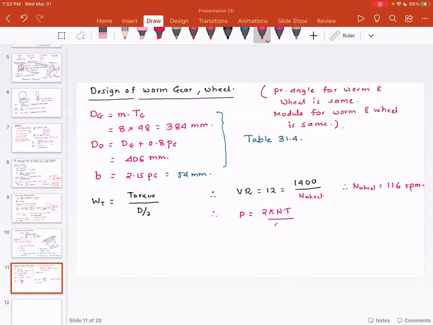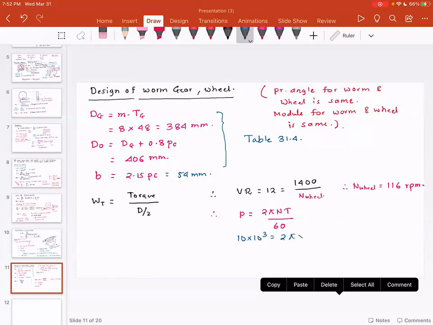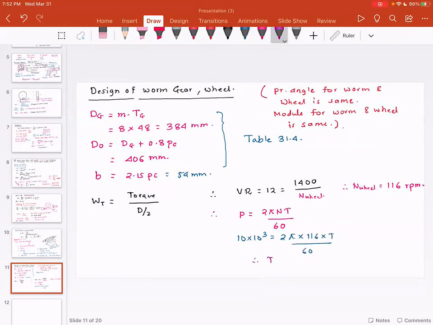So power P is equal to 2 pi N T divided by 60. The power is going to remain constant. Depending upon the speed, the torque is going to be different. So power is 10 kilowatts is equal to 2 times pi times N times T divided by 60. That gives me the value of T, which is 818 Newton meter.